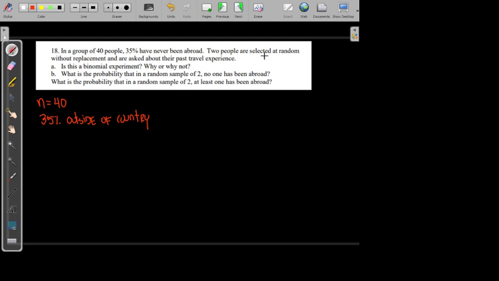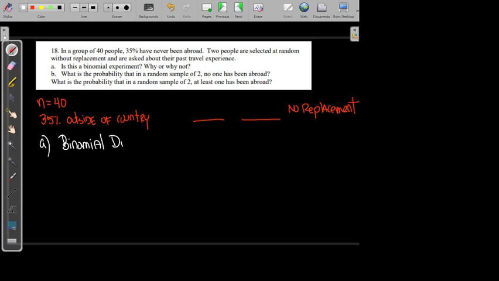Two people are selected at random, so I'm going to select 1 and 2. Two people are selected without replacement, no replacement. So right there we have a problem because we cannot use the binomial distribution. No replacement means you're not going to put back whatever you take. They're going to ask questions about their past travel experience. So the first thing they ask right off the bat is: is this a binomial experiment, yes or no?